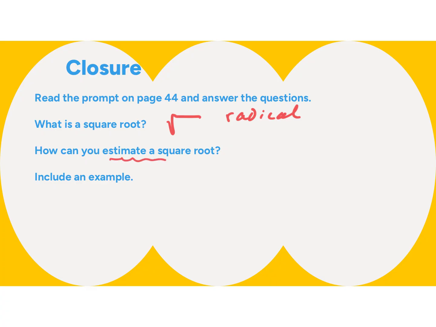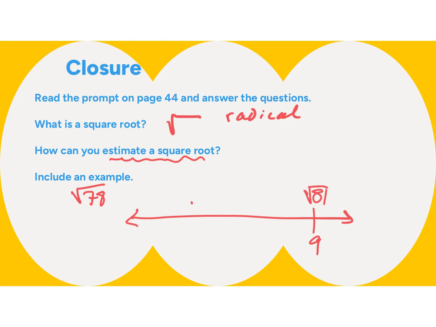How can you estimate a square root? Well, find perfect squares on either side of your number, and then you can find that number in the middle. So if I, again, wanted to find the square root of 78, I'm looking on a number line. I know that the square root of 81 is 9, and the square root of 64 is 8. And when we look at 78, where the square root of 78 would be located, it would be somewhere in between 64 and 81.